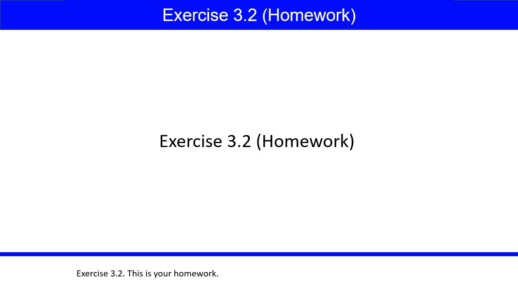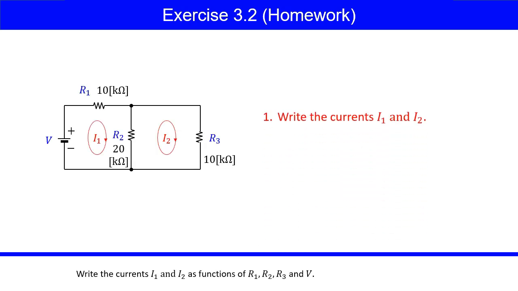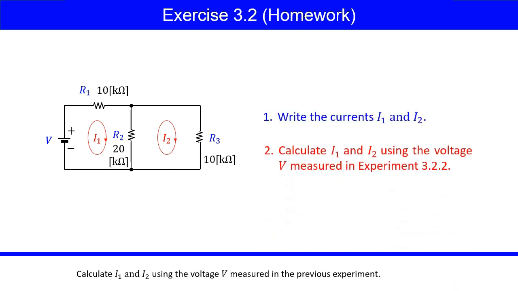Exercise 3.2. This is your homework. Write the currents I1 and I2 as functions of R1, R2, R3, and V. Calculate I1 and I2 using the voltage V measured in the previous experiment.